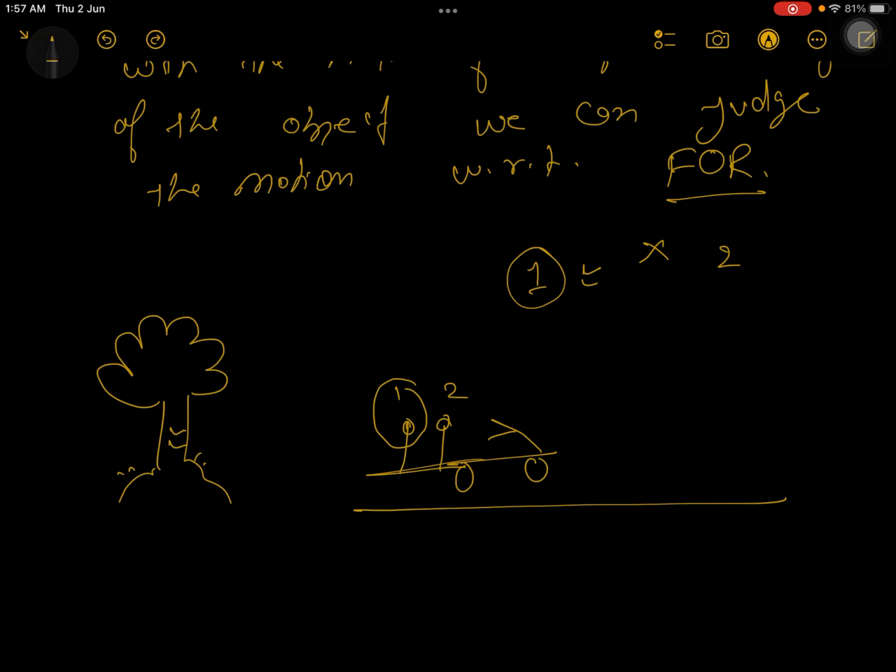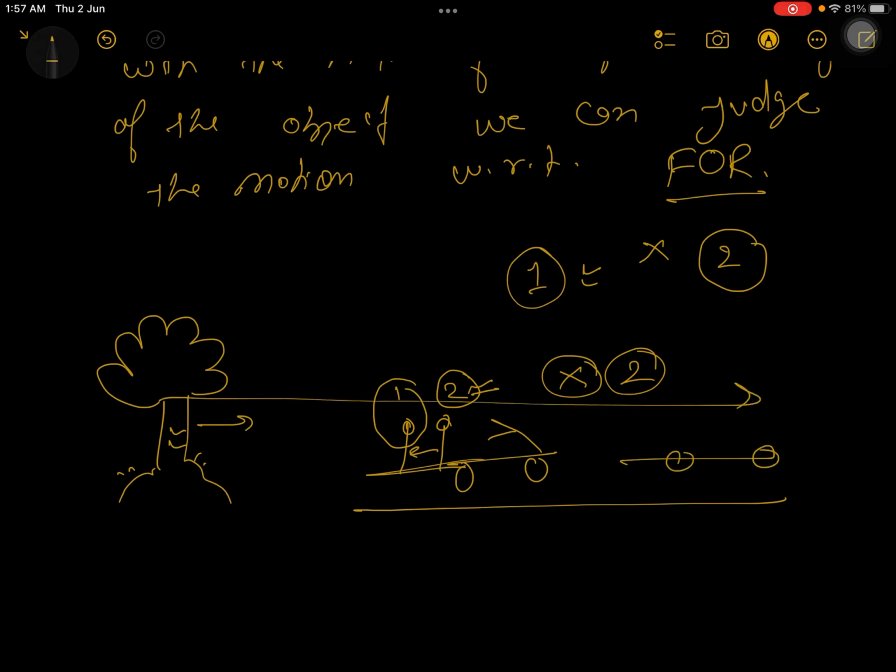Correct? In the same way, student 2, means this guy. Same logic, same answer. This is not changing position with respect to student 1. So with respect to student 1, student 2 is not in motion. But with respect to the tree, because when the bike goes here, this position will change. Correct? So I hope you understood.